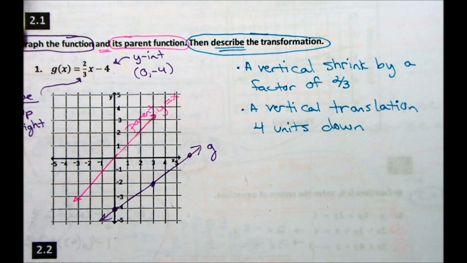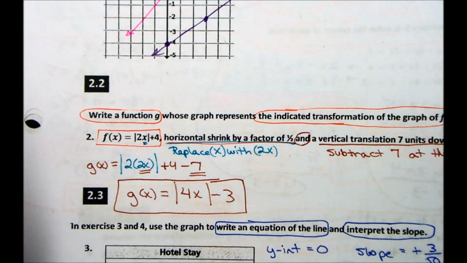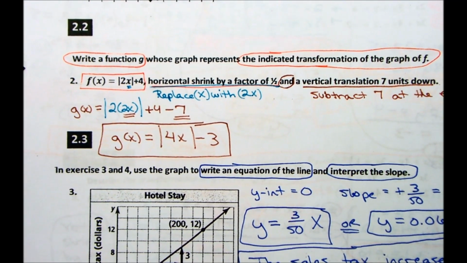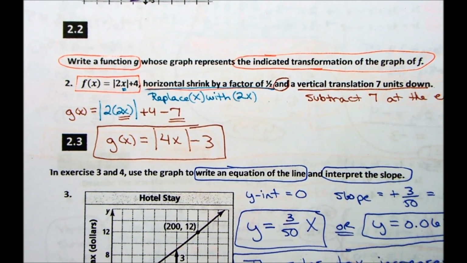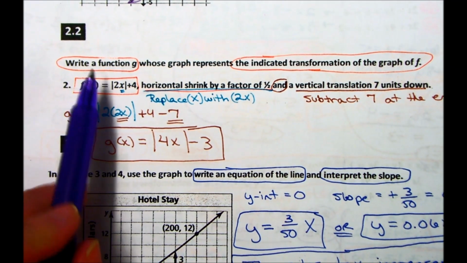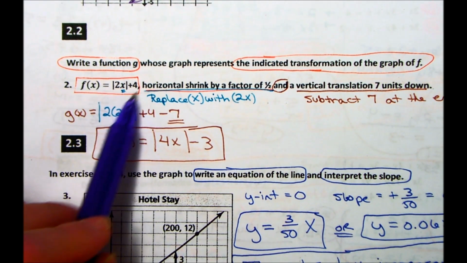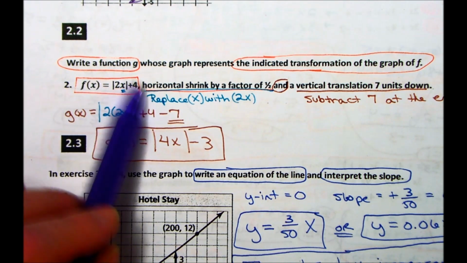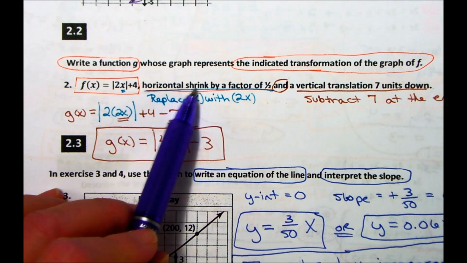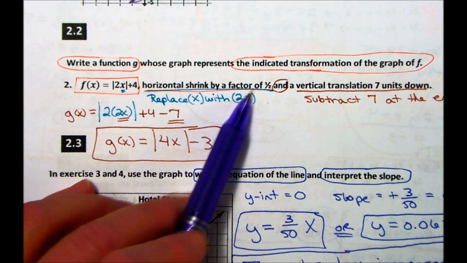All right, moving on to section 2.2, number 2. Write a function whose graph represents the indicated transformation of the graph of f. So this function f is the starting function. You're going to take that function and shrink it horizontally by a factor of 1/2.